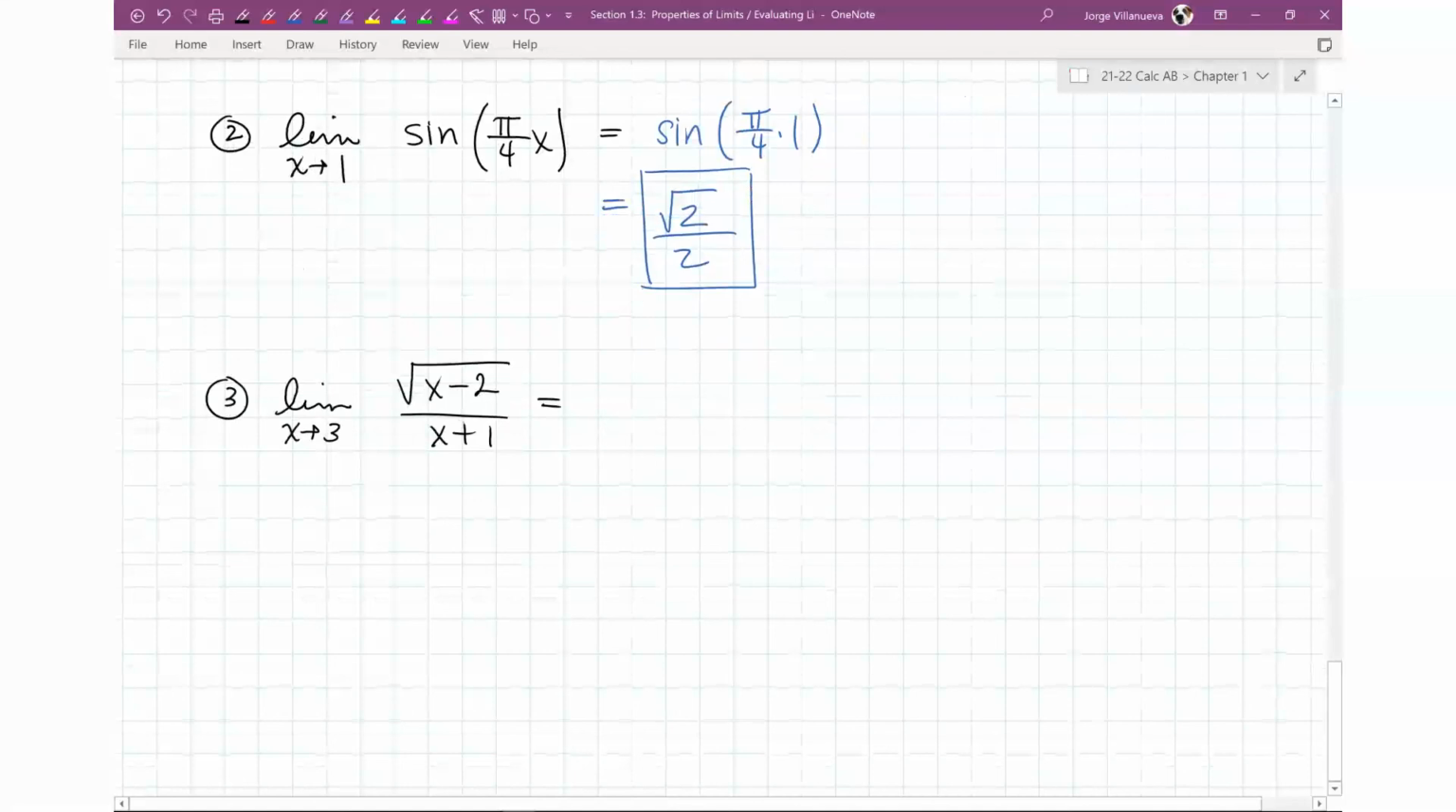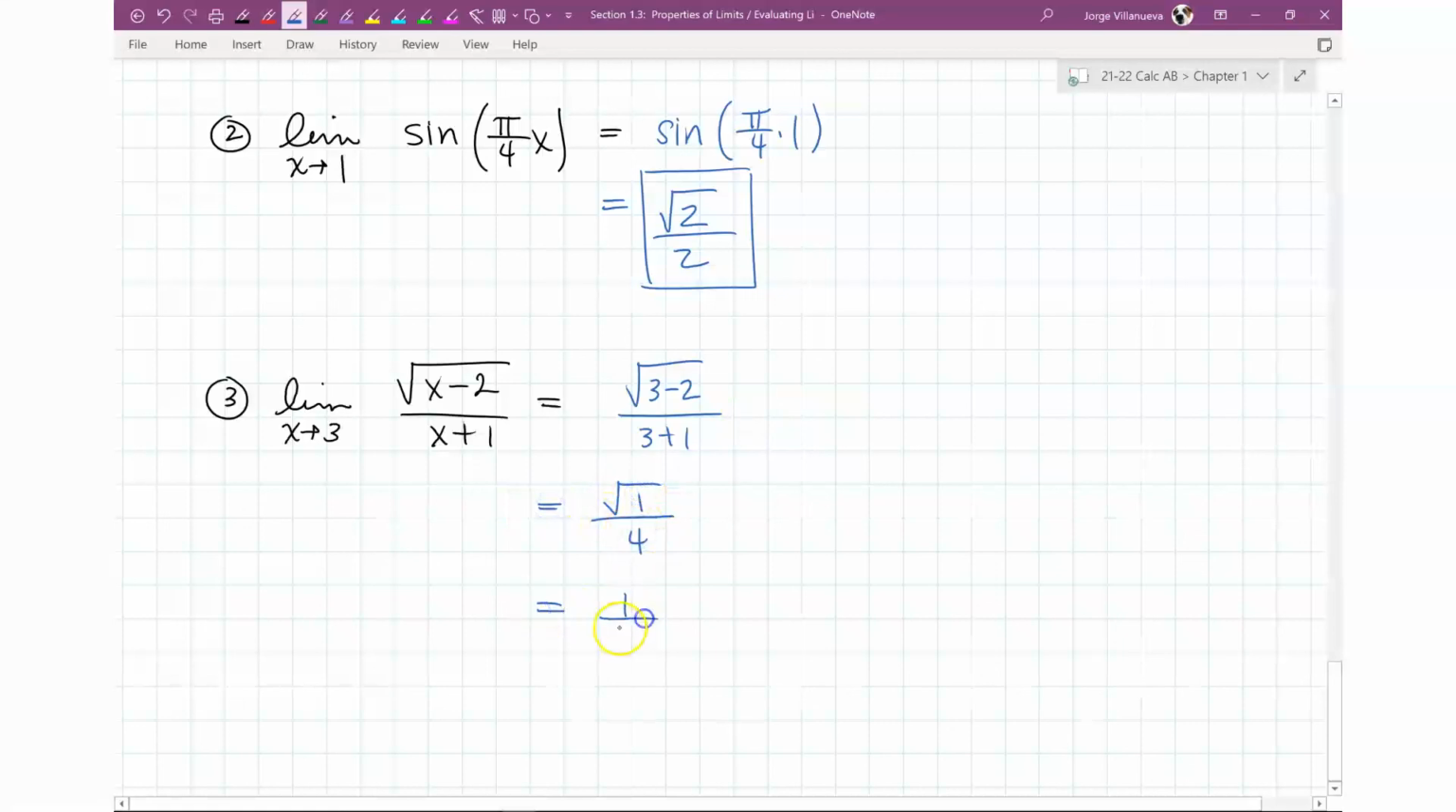And the last one is just direct substitution. We plug it in. We get radical 3 minus 2 over 3 plus 1. So that's radical 1 over 4. That comes out to 1/4. So you're done. Okay, like I said, Monday, we'll go over the rest of this lesson, but there will be no homework for this lesson today, okay?